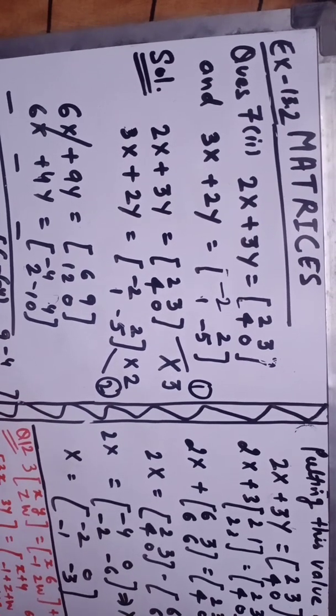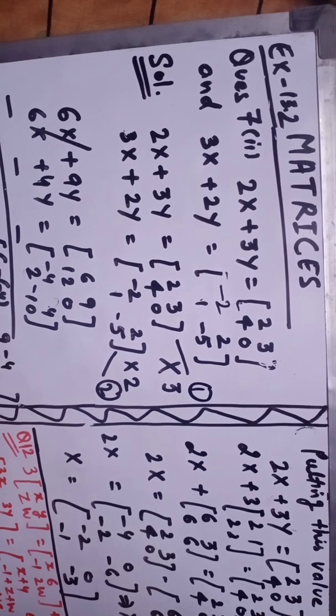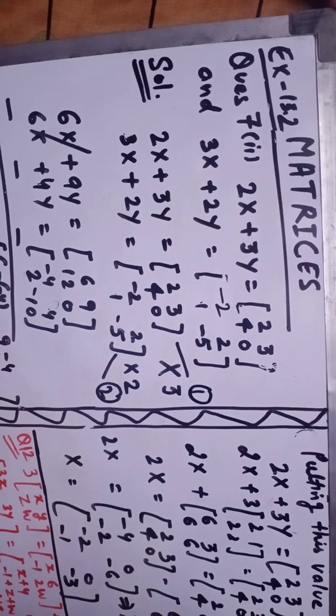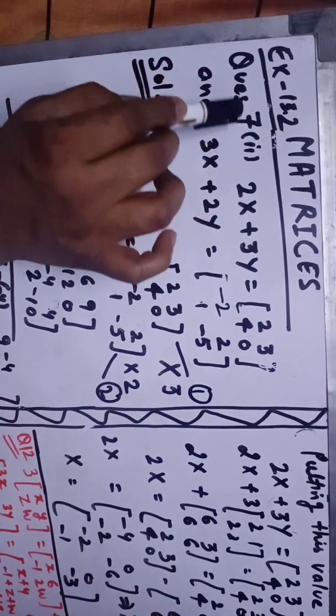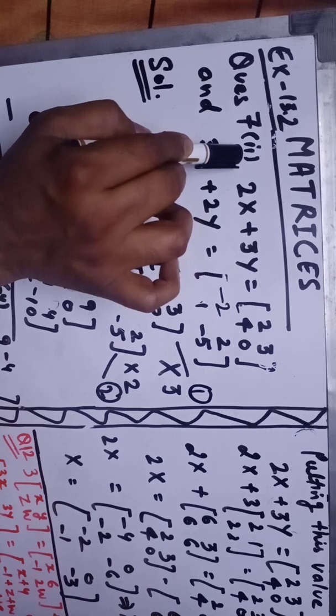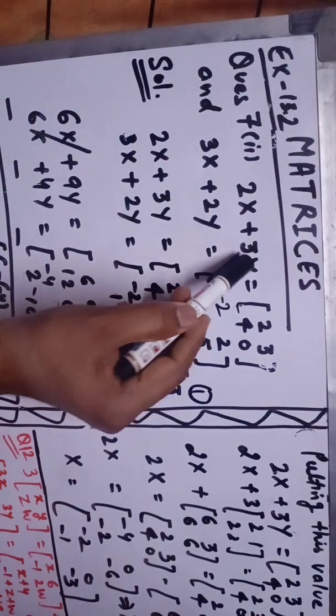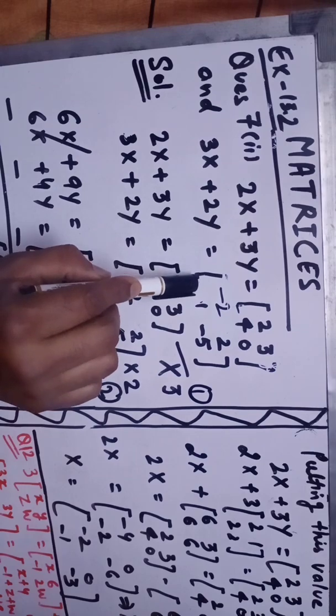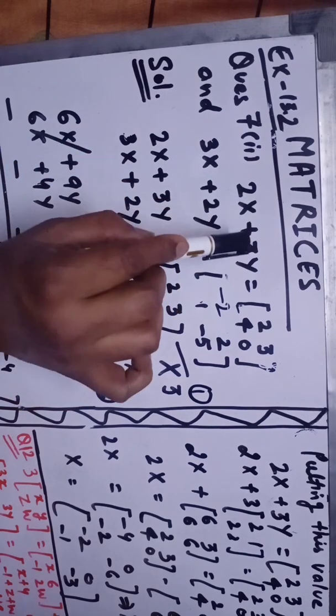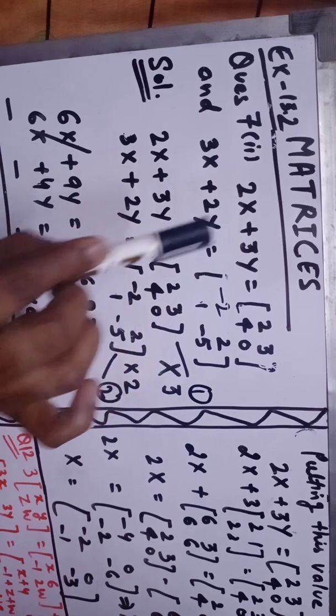So in this video we are going to study about matrices, and we are solving some questions related to this chapter. So here I am solving question number 7 of your exercise 13.2, question number 7 part 2. Fine. So here we have 2 equations. First equation is this and second equation is this, and we have to find out the value of x and y, these 2 variables. Fine.